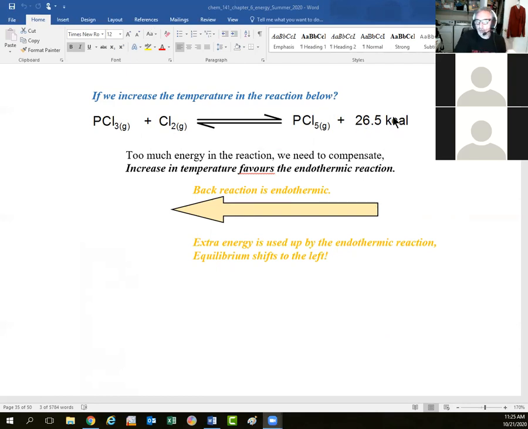So be careful with temperature changes. It's very easy for it to become dizzying. This is one of the things that makes chapter 6 tough. First off, remember, get your interpretation of the reaction correct. Exothermic reactions show the energy like a product. Endothermic reactions show the energy like a starting reactant. And then when we talk about those temperature changes, an increase in temperature favors the endothermic, and a decrease in temperature favors the exothermic.